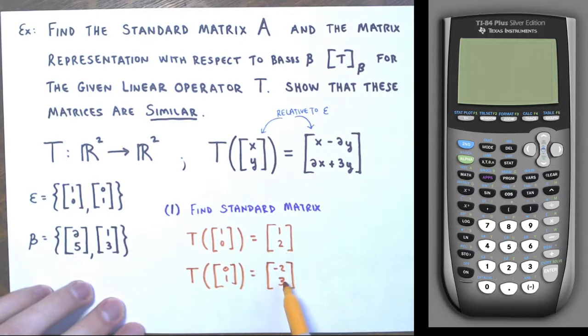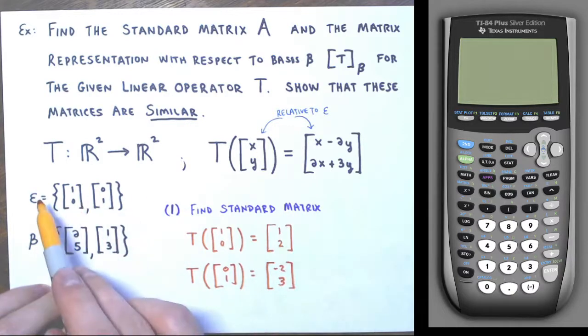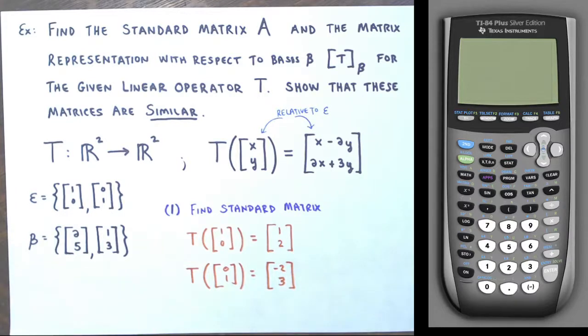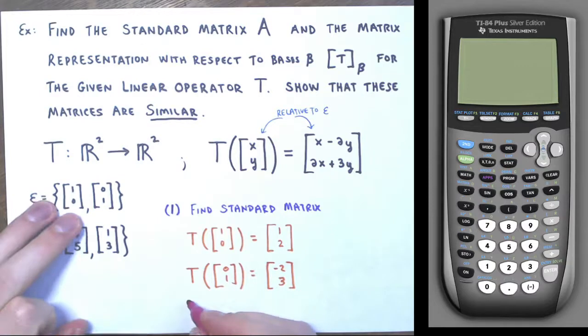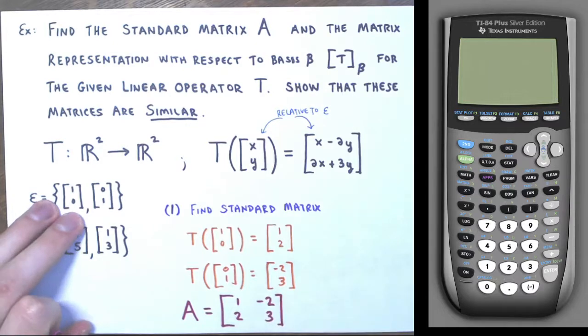Normally, if it said with respect to a different basis, these are coordinates with respect to the standard basis, so I would have to translate these to their coordinates with respect to that other basis. But right now, this is all we want, from the standard basis of R2 to the standard basis of R2, and that's what these are in. So my standard matrix is the 2x2 matrix with (1,2) as the first column and (-2,3) as the second column.